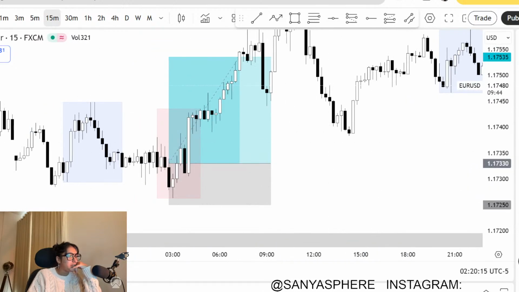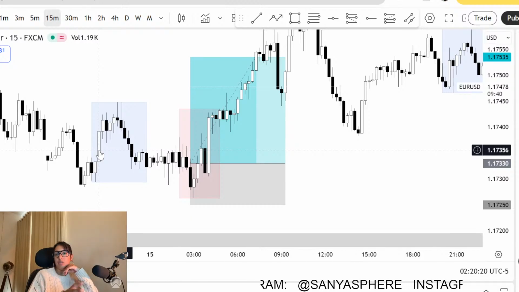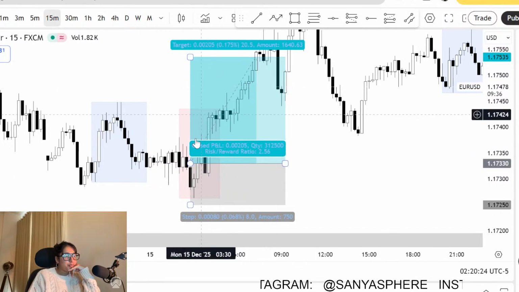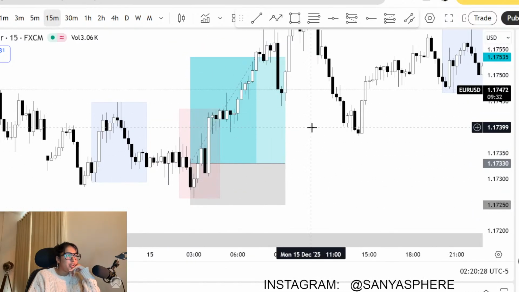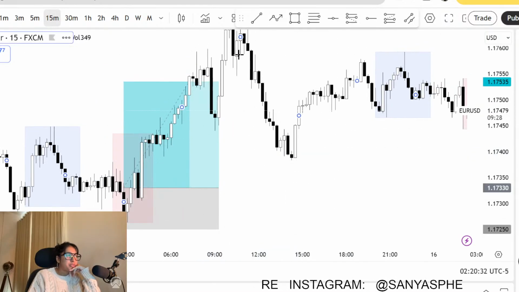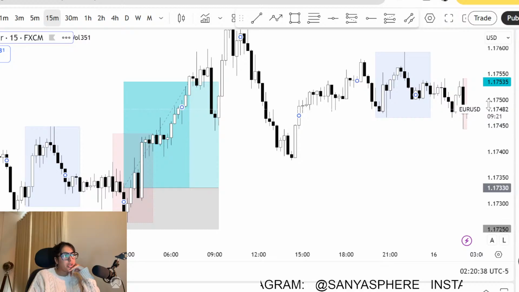This is an example of A-plus setups that you can take in Euro USD. It was a perfect liquidity sweep plus a perfect market structure forming, giving a good fair value gap, tapped into the fair value gap, plus it gave the perfect 20 pips directly, no single drawdown we had in this trade.